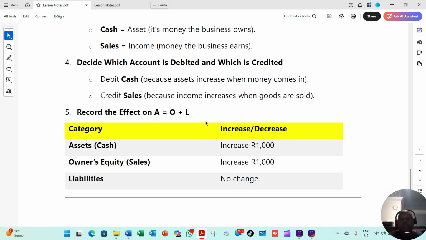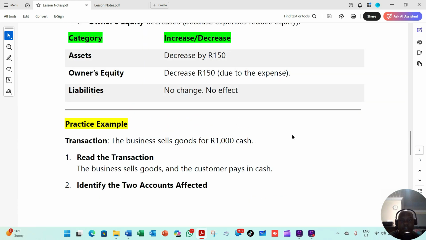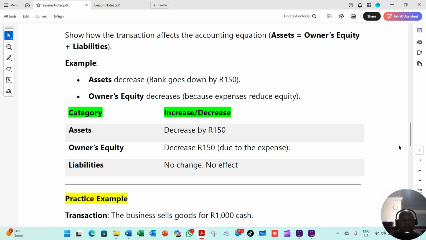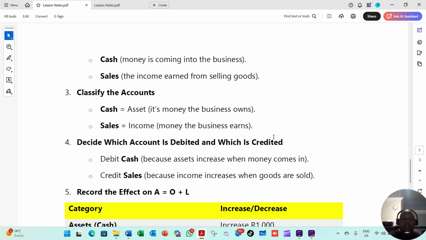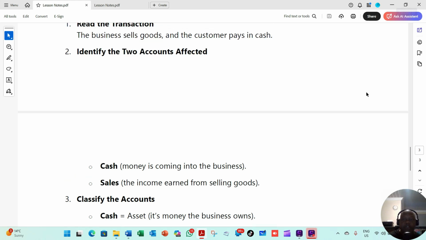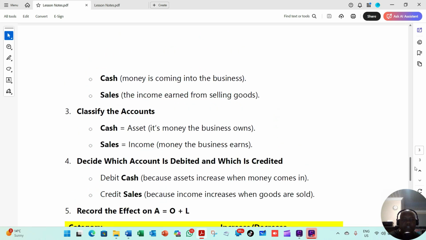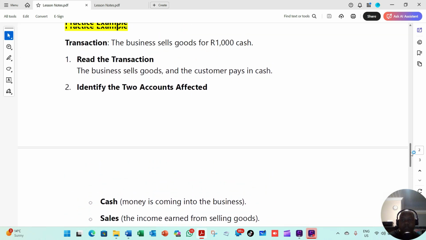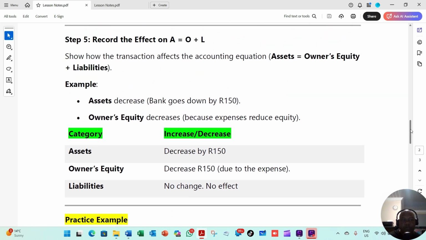Yeah, so then go to your quiz. There is a quiz on this. Go to your quiz, do the quiz, and then you will master this lesson on the recording of transactions on the accounting equation. It's a very simple exercise, this one. It will become very natural when you do more and more examples.